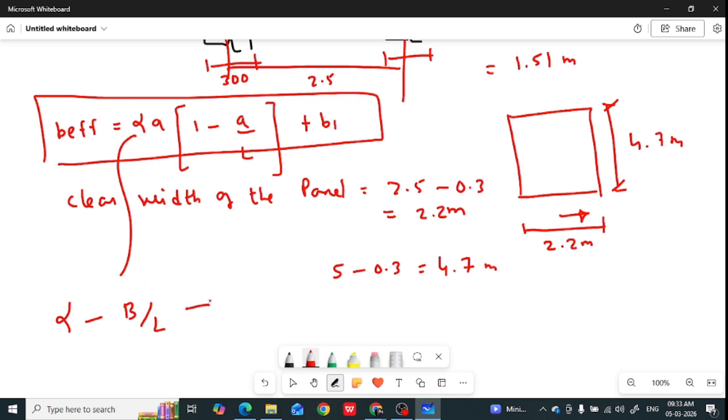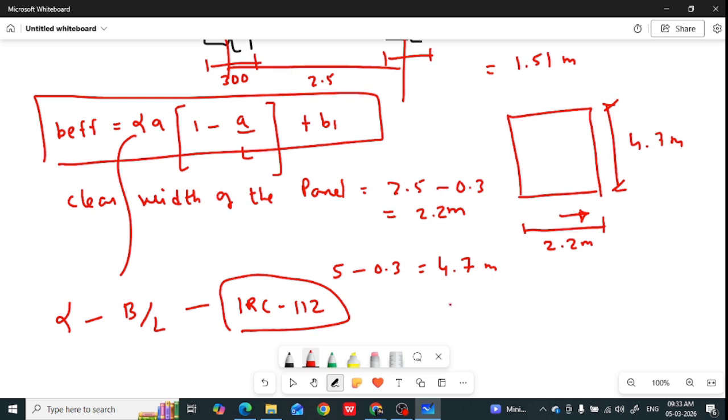Okay, and we are finding the alpha value from the table given in IRC 112. What is B? B is the width of the panel and L is the length of the panel. I told you to calculate the shear force, the 2.2 is considered as the length of the panel because this is what we are considering, and the lateral dimension, the width of the panel, is 4.7.